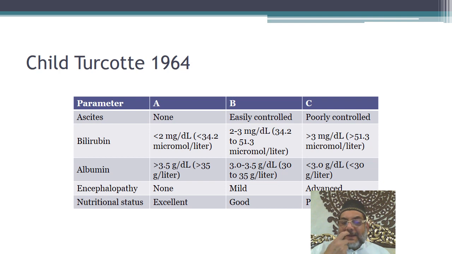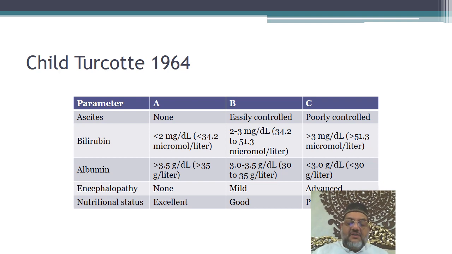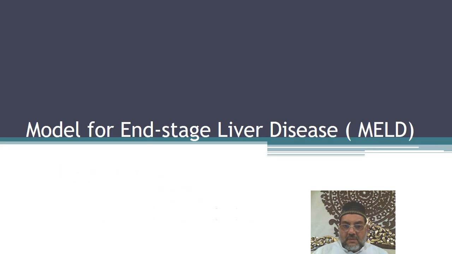If the patient has got ascites: none or easily controllable ascites, and resistant ascites. Bilirubin less than 2, between 2 to 3, or greater than 3. Albumin greater than 3.5, 3.3 to 3.5, and less than 3. Encephalopathy none or mild, and advanced. Nutritional status is excellent, good, or poor.